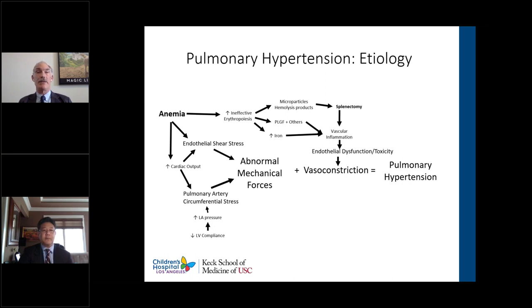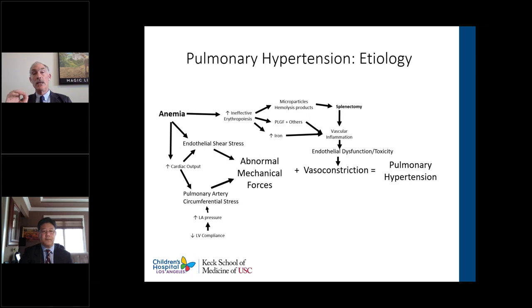The second is that placentally derived growth factor promotes macrophage recruitment and vascular inflammation. And the third thing is that red cell fragments and microparticles, many of these contain heme or hemoglobin within them, which is a powerful vasoconstrictor. Fortunately, the spleen cleans up most of those, but if you're splenectomized, those pass on to stress the pulmonary vascular endothelium.